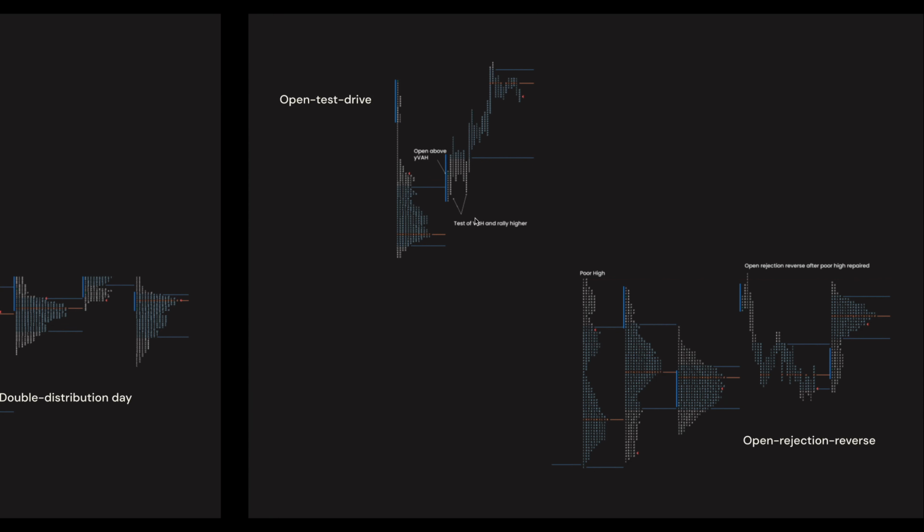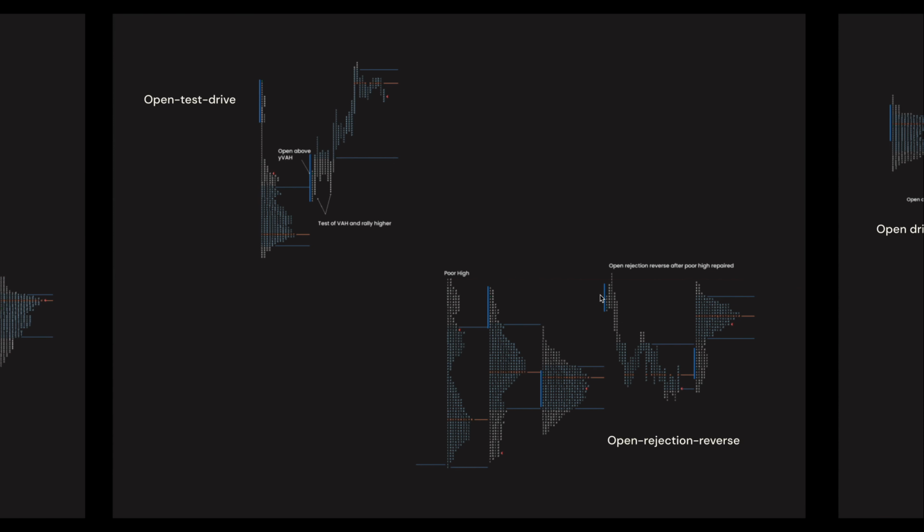The open test drive is probably the most common one. Market will open, test some level from a previous day and continue the direction. Okay, so right here we are opening above the prior day value. We are testing the value area high and moving from there. The open rejection reverse is the same, but market will just fade the move. We have a poor high from the prior session. We open, take out those poor highs and fade into levels of the previous value.